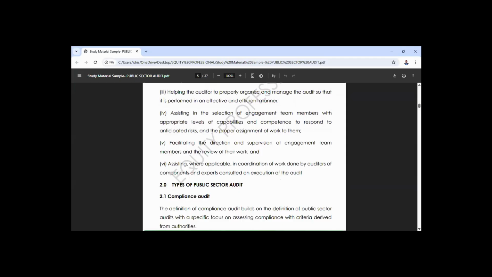Audit planning facilitates direction and supervision of the engagement team. Audit planning will also assist, where applicable, in coordination of work done by the auditor and the experts. So these are the benefits of audit planning.